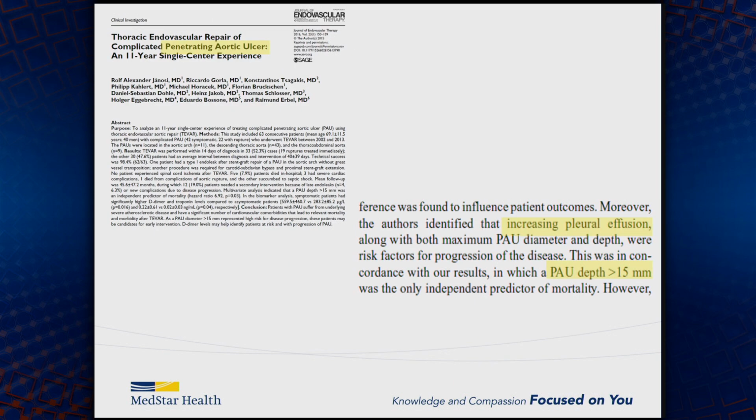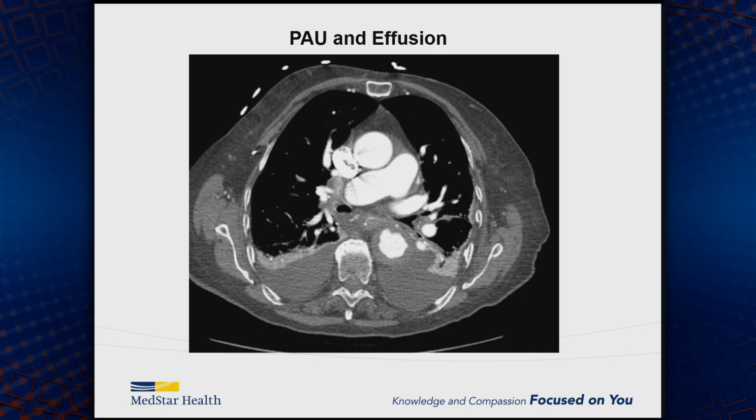This was a nice 11-year experience looking at PAUs, and found that patients with increasing pleural effusion were at risk for adverse events. Looking at the literature, they also defined that PAUs with a depth greater than 15 millimeters were also at risk. And this is a patient that we saw had a PAU. You can see significant bilateral pleural effusions. It begins to worry you a little bit, especially if those Hounsfield units in that effusion start to increase a little bit more and would be a little bit more concerning.